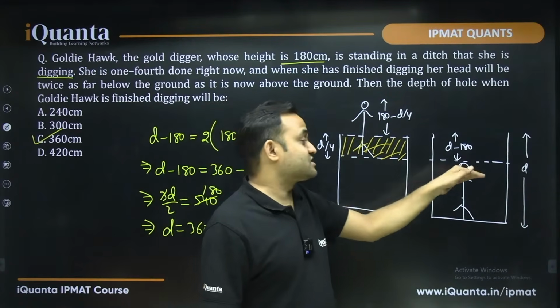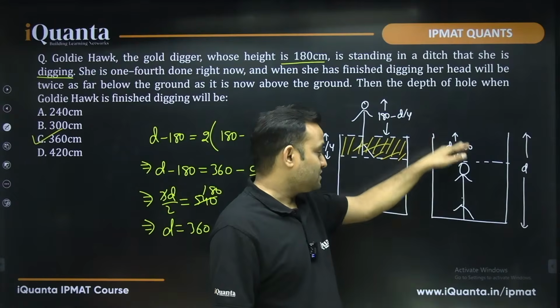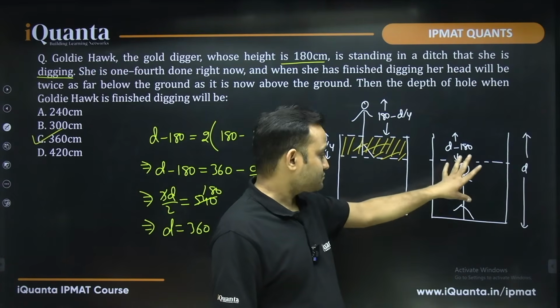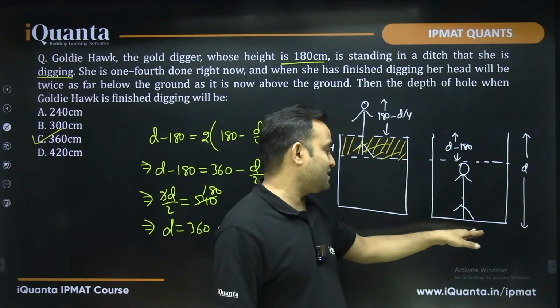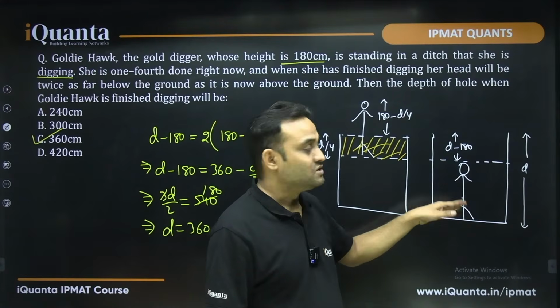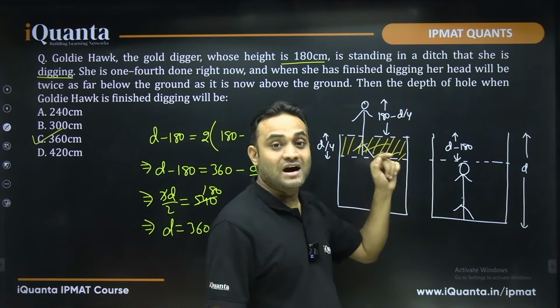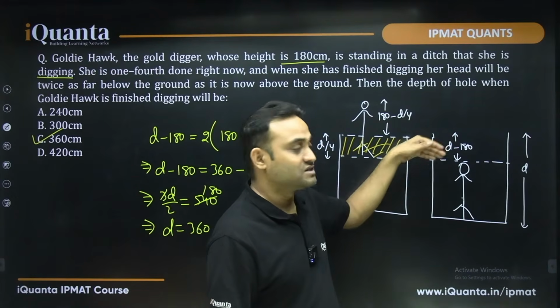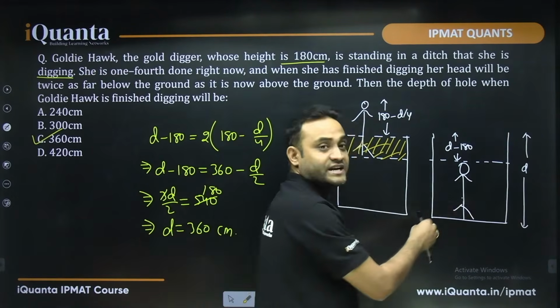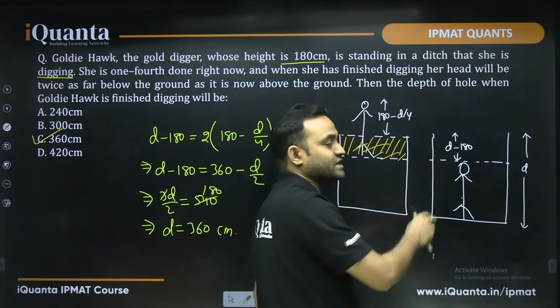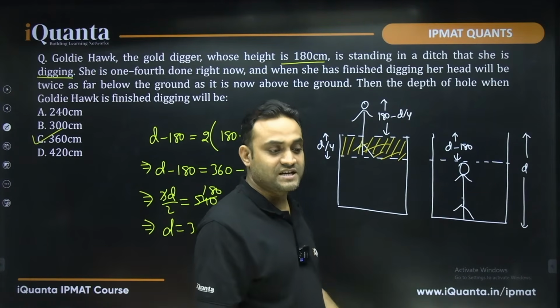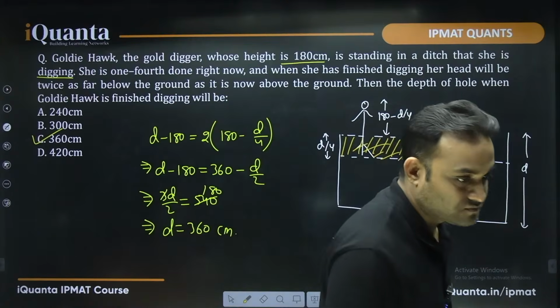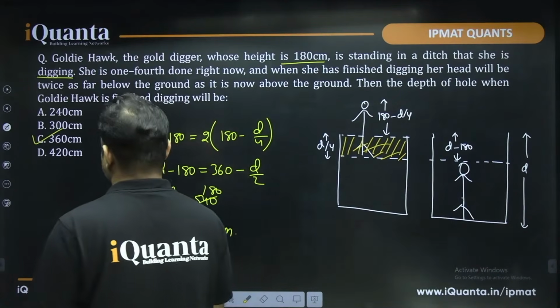Then when she is done digging, this will be the ditch. She will be standing on the base of the ditch. Total length is D. Her head is below this surface by how much length? Total is D, she is 180 centimeter, this length will be D minus 180. That's what it says. Okay, okay.